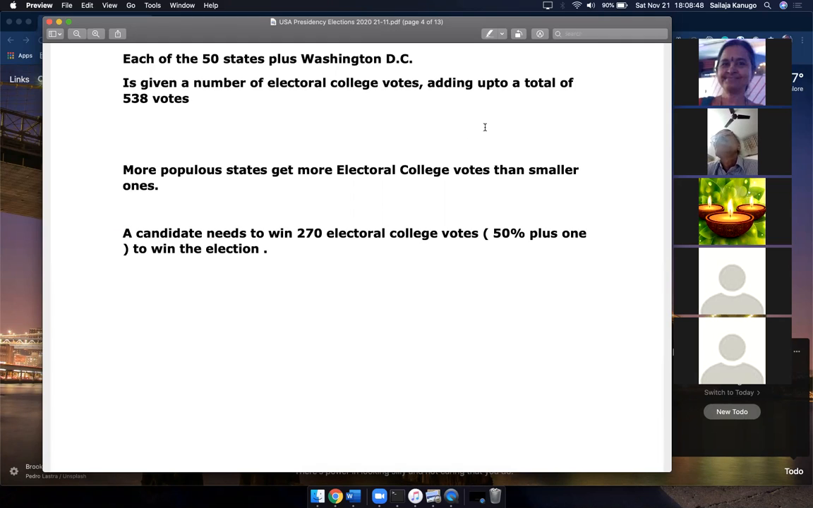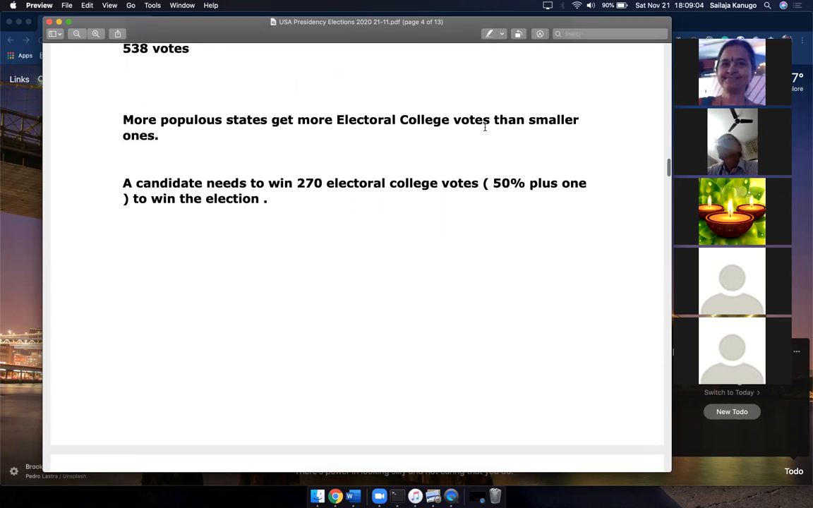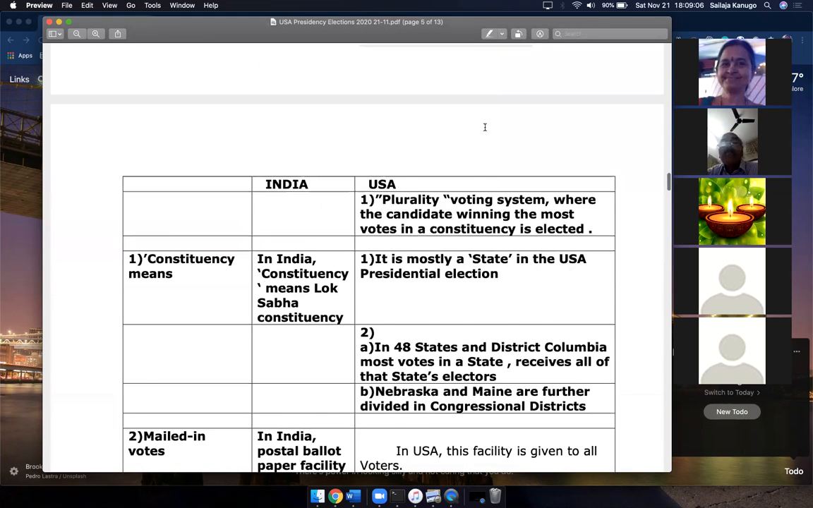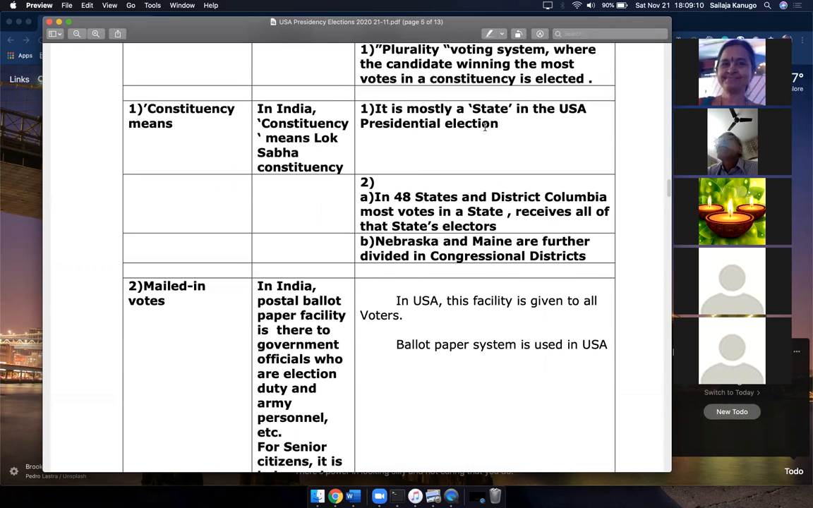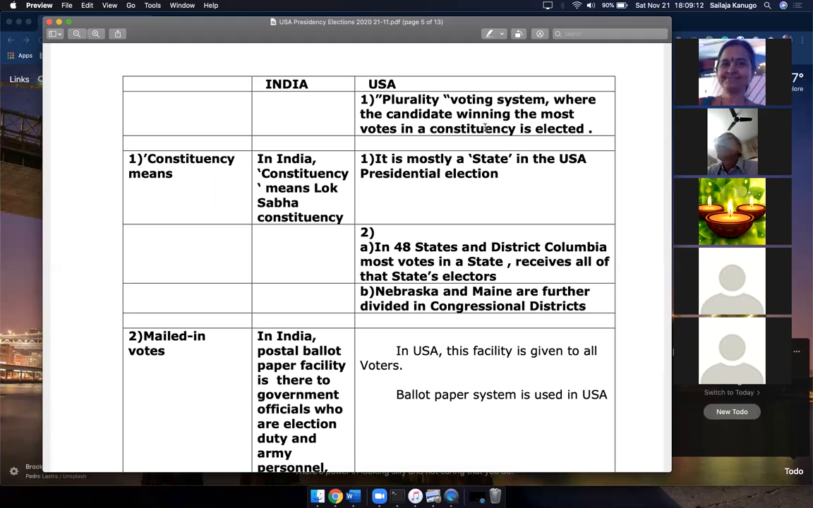Now, a comparison is made between India and the USA. Constituency is a confusing word. In the context of India, what is a constituency? In the Constitution of the USA, what is a constituency? The statement shows India and the USA, so please refer to the statement. On the next page, in one column I made points about India, and in another column I made points about the USA.